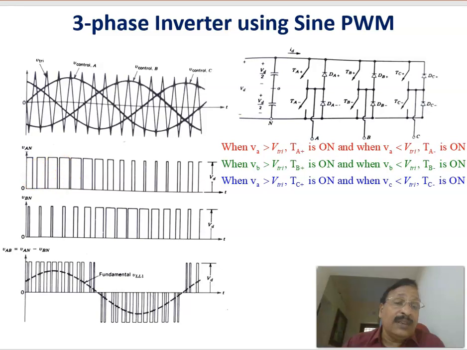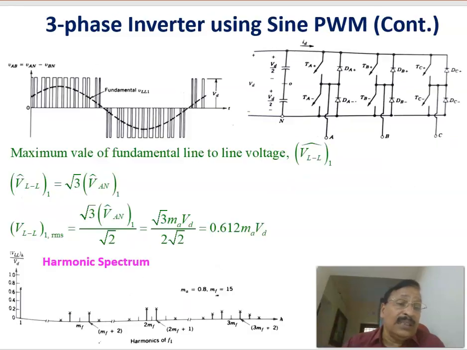And if you calculate the fundamental one, it is equal to MA into VD divided by 2. That is this one into root 3 divided by 2, or it is equal to 0.612 MA into VD. Therefore, this is the maximum value of the line voltage of the three-phase inverter using sine PWM. Maximum value of the line voltage is given by 0.612 MA into VD. Therefore, by changing the modulation index MA, you can change the line voltages.